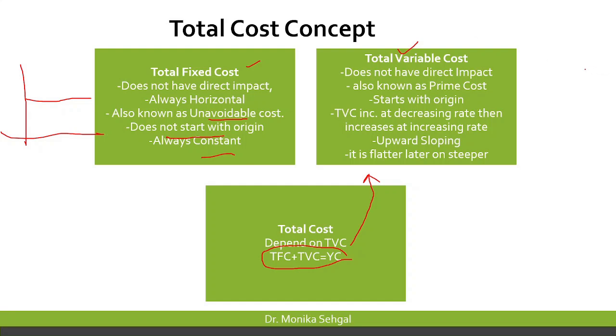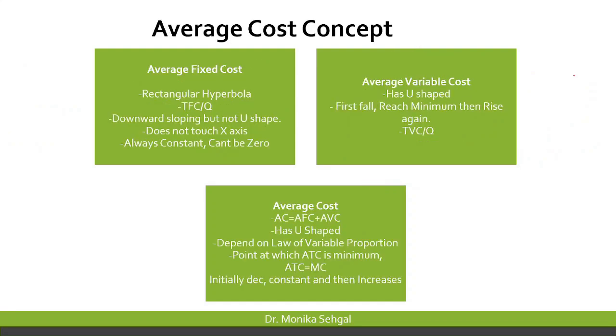On the other hand, the total variable cost has a direct impact on the production. It is known as the prime cost. It starts from the origin, it increases at a decreasing rate and then at a point it increases at an increasing rate. It is flatter and later on steeper. Like this, total cost also increases at a decreasing rate and then increases at an increasing rate, just like the TVC.